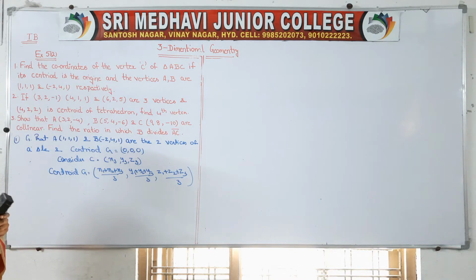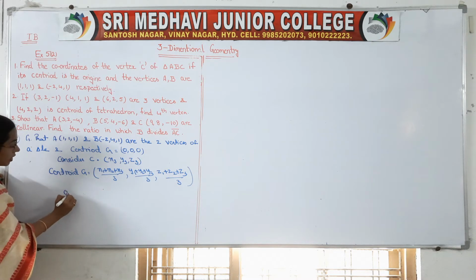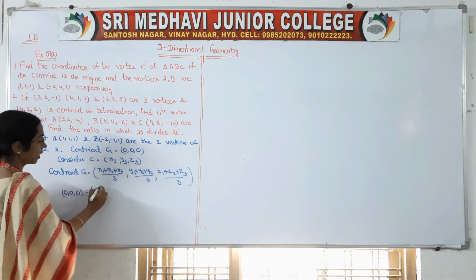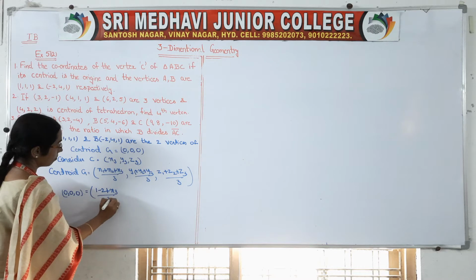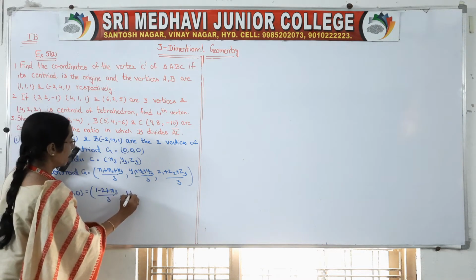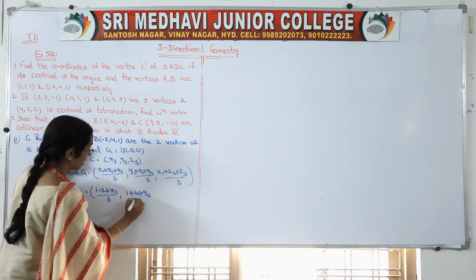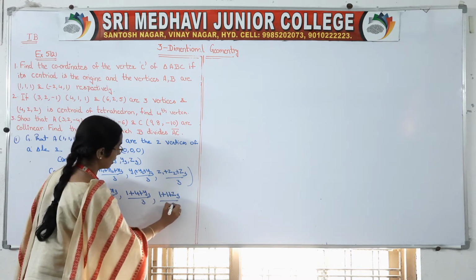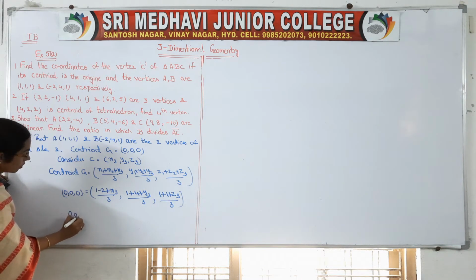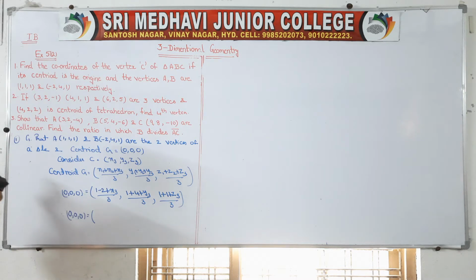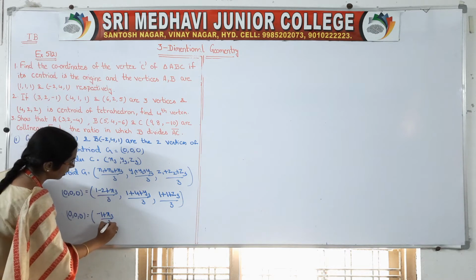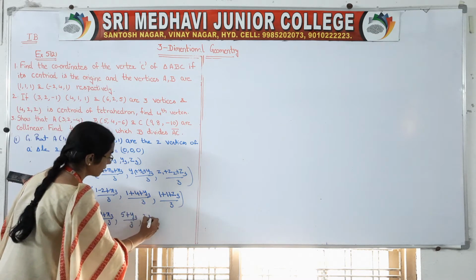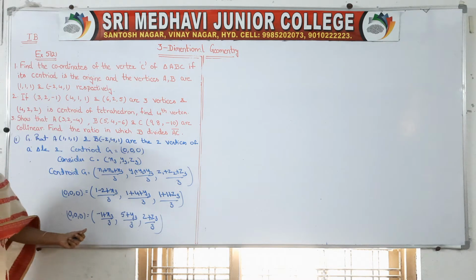Centroid of the triangle, three vertices will be given to us. Centroid G is given as origin 0, 0, 0. So it is equal to x1 is 1, next point is minus 2 and x3 is x3 only, by 3. Next y1 is 1 and y2 is 4 and y3 is y3 only. Next z1 is 1 and z2 is 1 and z3 is z3 only. So 0, 0, 0 is equal to 1 minus 2, that is minus 1, minus 1 plus x3 by 3, next 5 plus y3 by 3 and 2 plus z3 by 3.